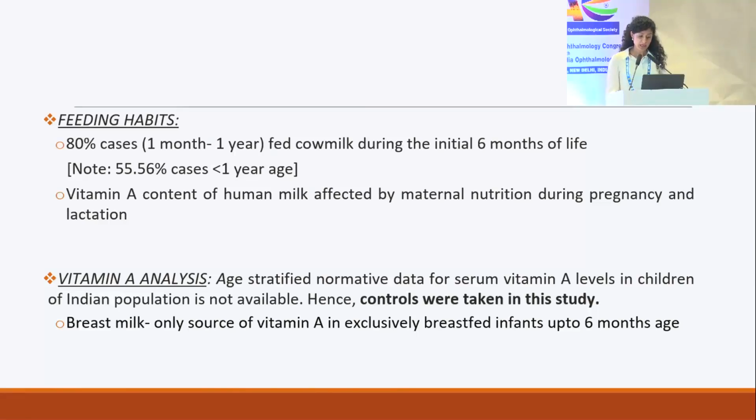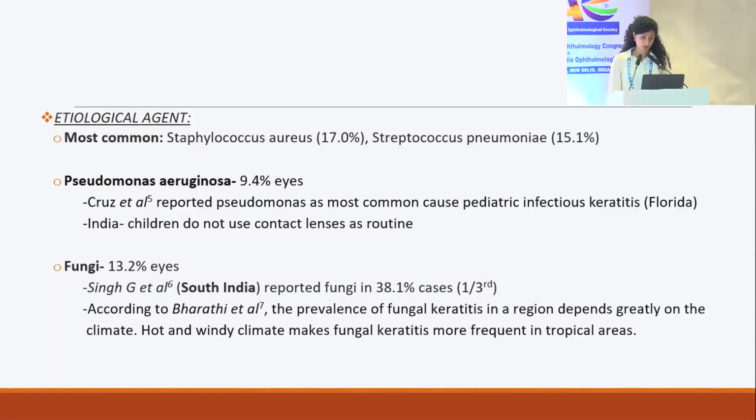For vitamin A analysis, age stratified normative data for serum vitamin A levels in children for Indian population is not available. Hence, controls were taken in this study. And breast milk is the only source of vitamin A in exclusively breastfed infants up to 6 months of age. For our study, the etiological agent most commonly isolated was Staphylococcus followed by Streptococcus pneumoniae. Pseudomonas was seen in 9.4% cases.